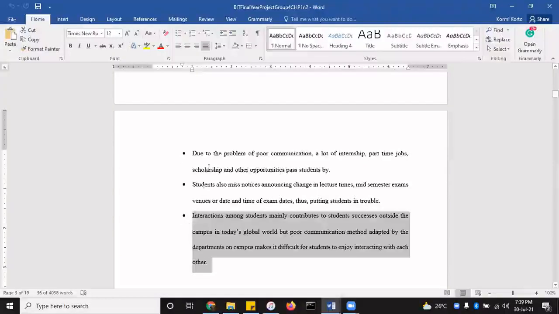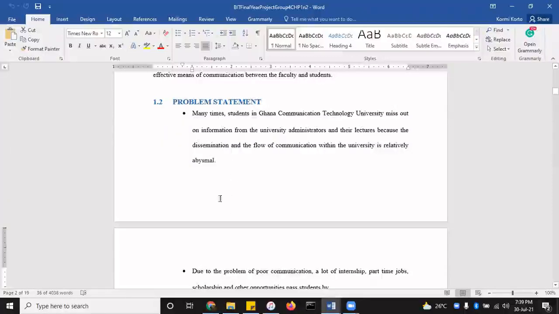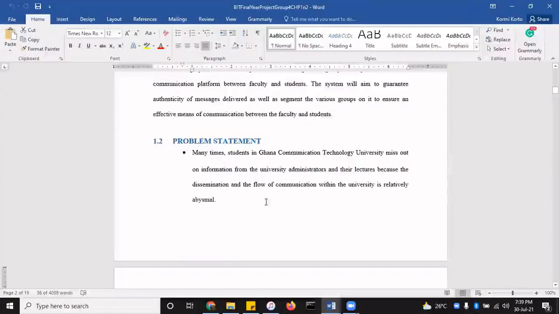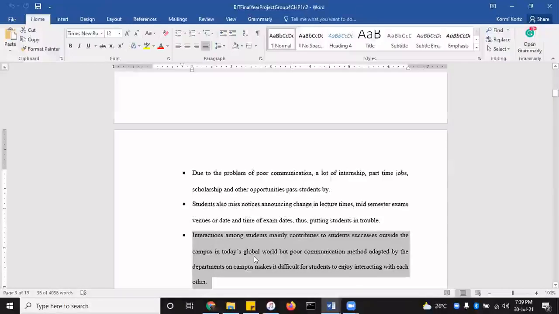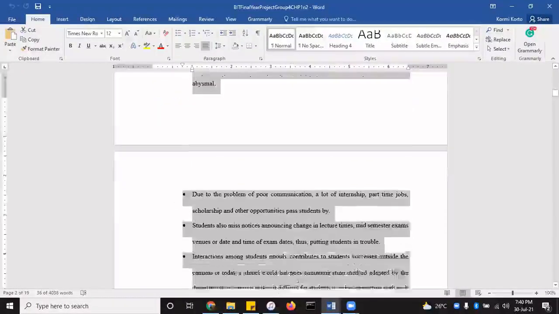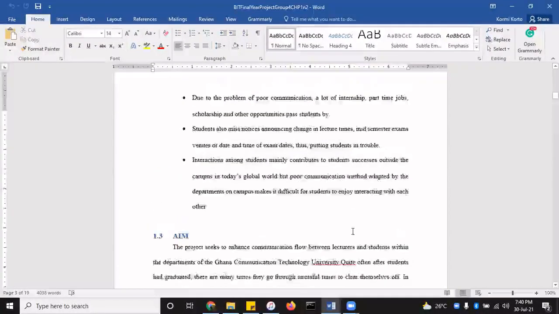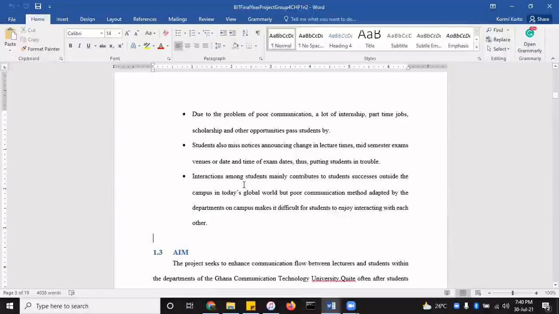So basically, the two major problem statements I got from these 4 bulleted points are, one, poor information flow, and two, lack of interaction among students, which puts them at a disadvantage in terms of their success. Those are the 2 problem statements I can capture. Now the question is, can you write the entire chapter 2 on just these 2 problem statements? Obviously not. You're not going to have much to write about because you only have 2 problems.